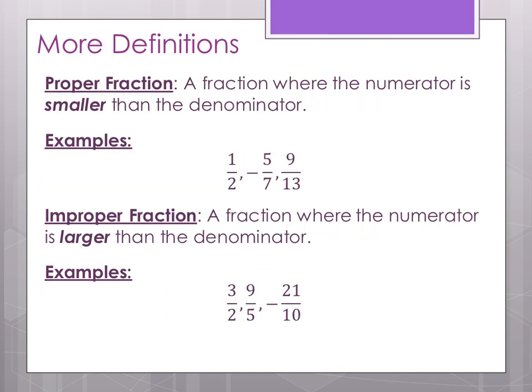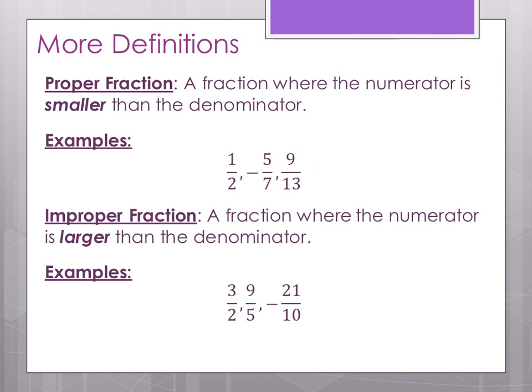Here we'll explore some more definitions. First, a proper fraction, a fraction where the numerator is smaller than the denominator. So the top is going to be smaller than the bottom. And these 3 fractions are all examples of proper fractions. 1/2, the 1 is smaller than the 2. -5/7, where the 5 is smaller than the 7. And then 9/13, the 9 is smaller than the 13 on the bottom.